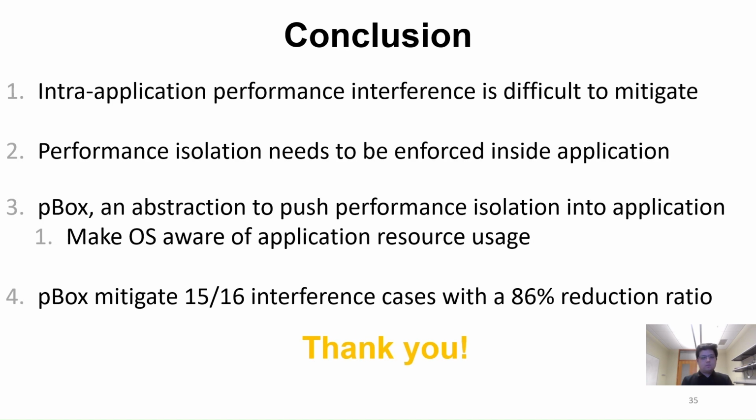In conclusion, we found that performance interference can also happen inside applications and is difficult to mitigate. To mitigate the intra-application performance interference, we propose pBox, an abstraction that pushes the performance isolation boundary into the application by making the OS aware of application resource usage. Our experiment demonstrates pBox successfully mitigating 15 out of 16 cases with an average reduction ratio of 86%.